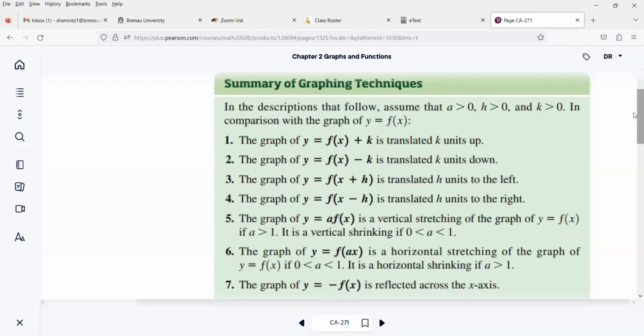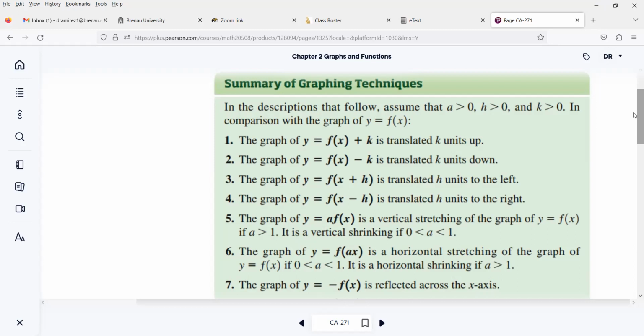Okay, so in the description that followed, assume that A is positive, H is positive, and K is positive. In comparison with the graph of f of x, the graph of f of x plus K or f of x minus K is going to be a translation, up if K is positive and down if K is negative. On the other hand, the graph of y equals f of x plus h is going to be a horizontal shift, to the left if H is positive and to the right if H is negative.